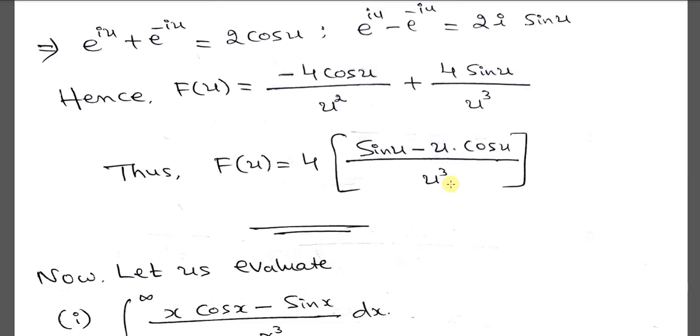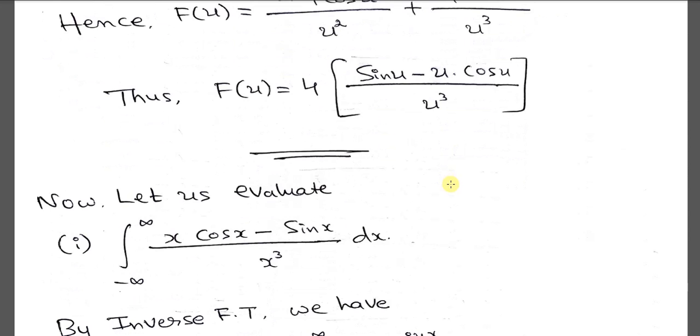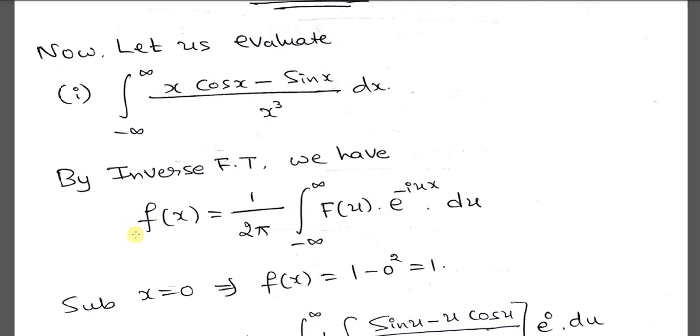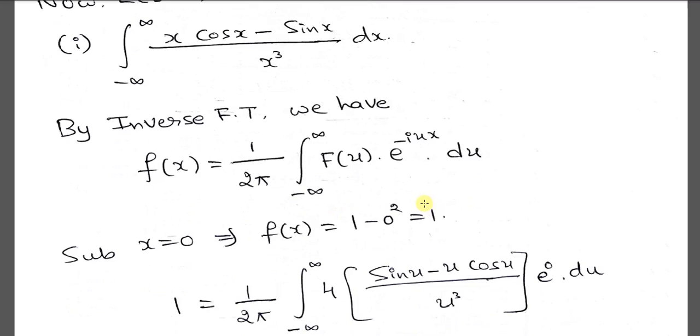Now we will go for the deduction. For that we have to start with the inverse. So this is the first deduction we have to get. We have to get the value of integration minus infinity to plus infinity x cos x minus sin x by x cube, right? So same thing, we will start with the inverse Fourier transform. The formula is f of x equal to 1 by 2 pi integration minus infinity to plus infinity F of u e power minus iux into du.